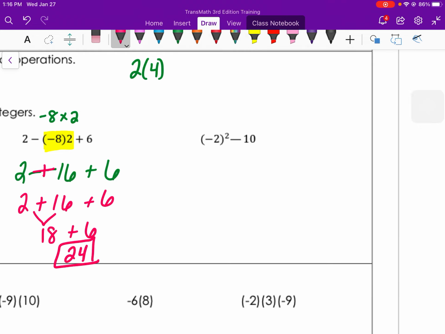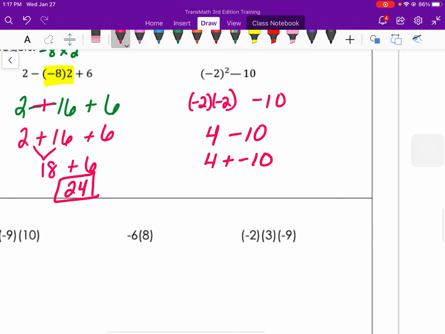All right, we have an exponent in this one, and exponents come before subtraction. Remember, an exponent tells you how many times to multiply the base by itself. So negative 2 squared means negative 2 times negative 2, and then minus 10. So negative 2 times negative 2 is positive 4, and then 4 minus 10, and that's the same thing as 4 plus negative 10.